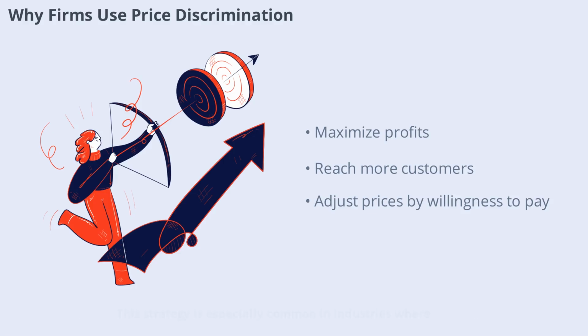This strategy is especially common in industries where the cost of producing an extra unit is low, such as digital goods or services. Price discrimination allows firms to serve a wider range of customers, making their products accessible to more people while still maximizing revenue from those who can afford to pay more.